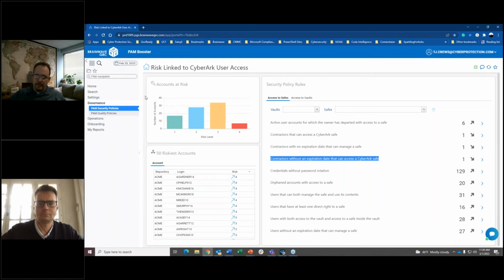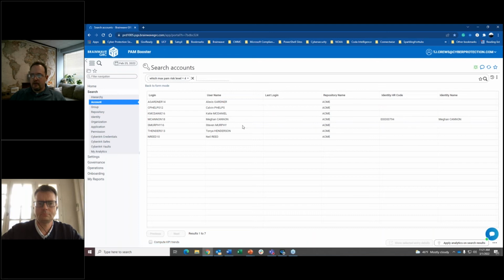You can also look up here and get a risk associated with the accounts and the risk level. So you can see I've got 17 accounts here that are at risk level 1, but if I go to risk level 4, I've got 7 accounts that have a very high risk. I can click right on that, go in here, look at these accounts and try to figure out why they have risks. So let's just pick the top one here.